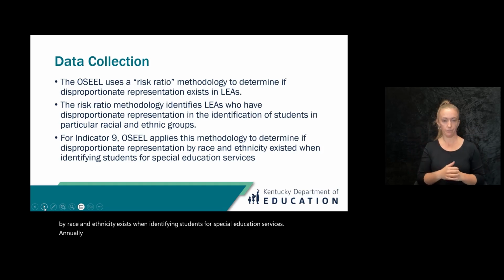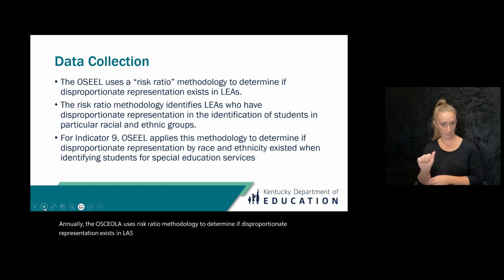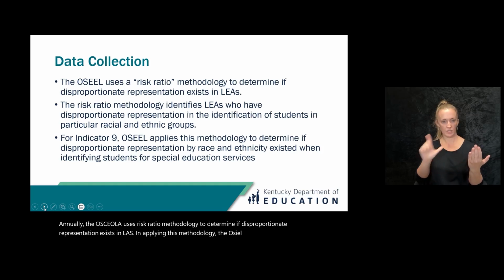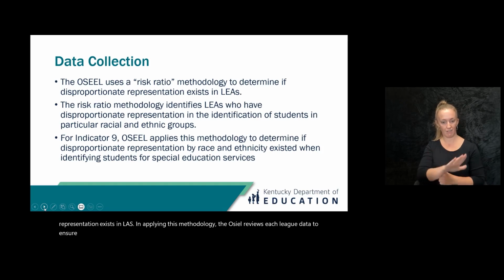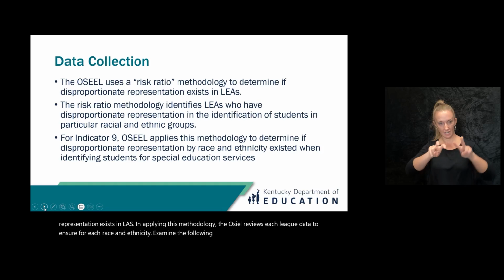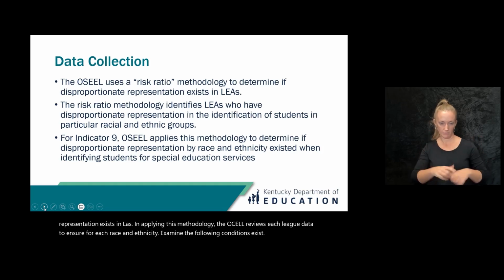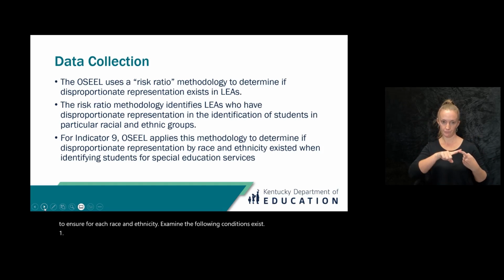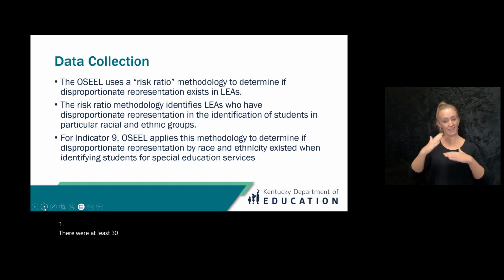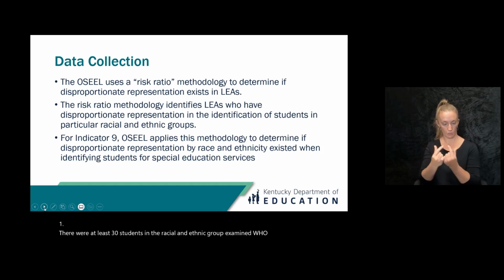Annually, the OSEAL uses risk ratio methodology to determine if disproportionate representation exists in LEAs. In applying this methodology, the OSEAL reviews each LEA's data to ensure for each race and ethnicity examined, the following conditions exist. 1. There were at least 30 students in the racial and ethnic group examined who were enrolled in the LEA.